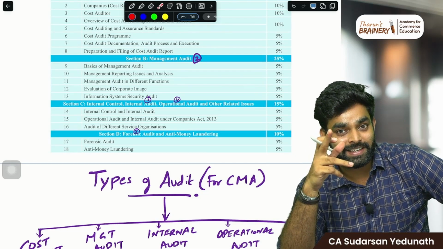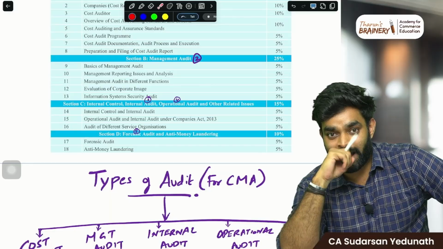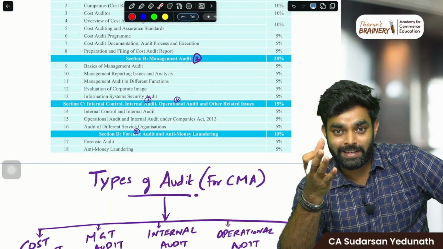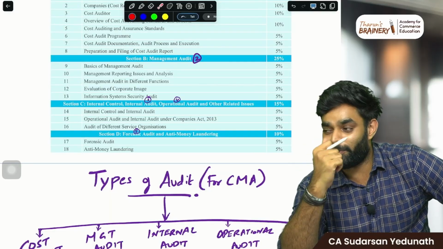You have studied in CMA Inter, right? I have taught some students. If you were my student in the past, tell me what is internal control.